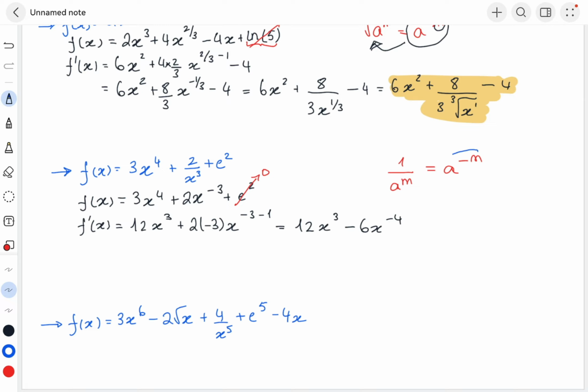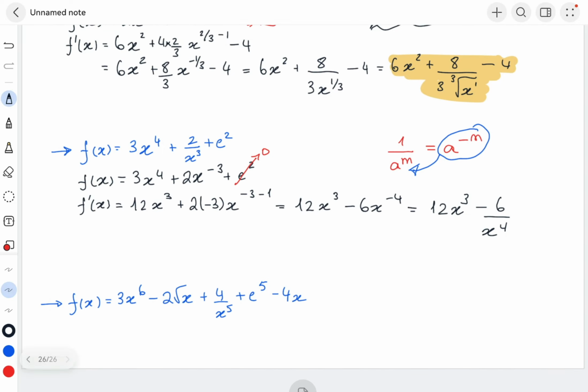Now, since we have a negative power, we can take it to the denominator and make the power positive, which will keep us with 12x cubed minus 6 over x to the 4, and that is our final answer.